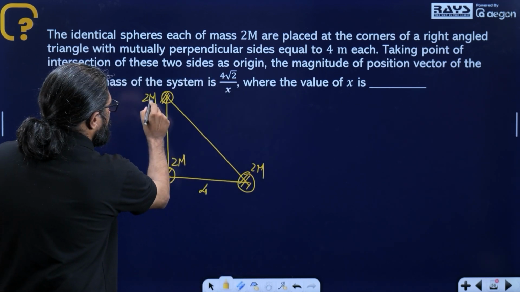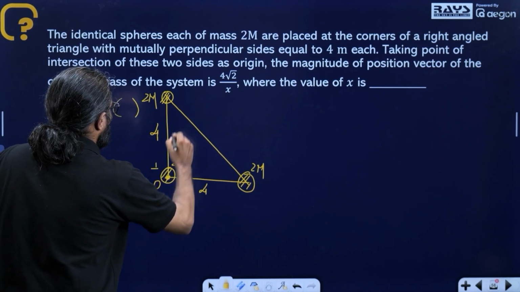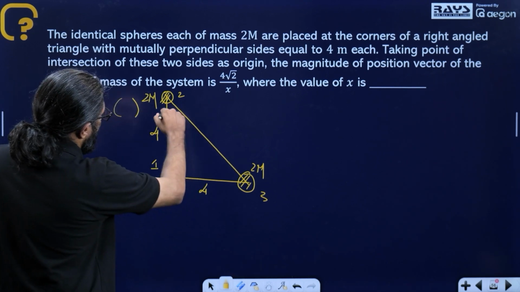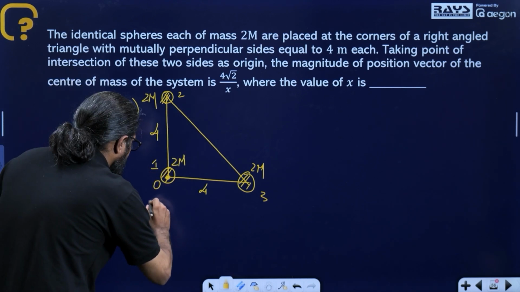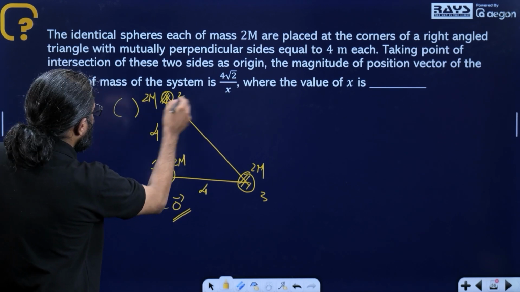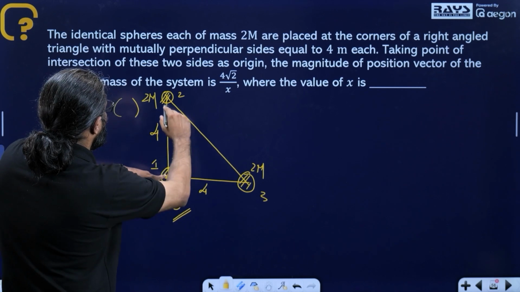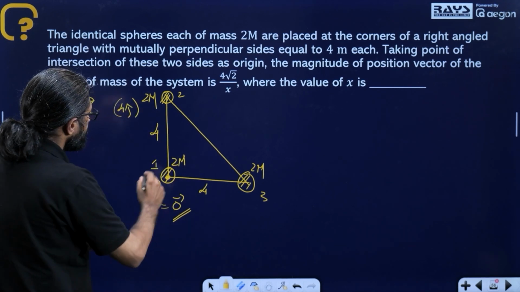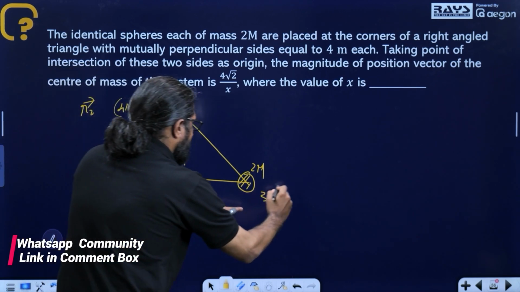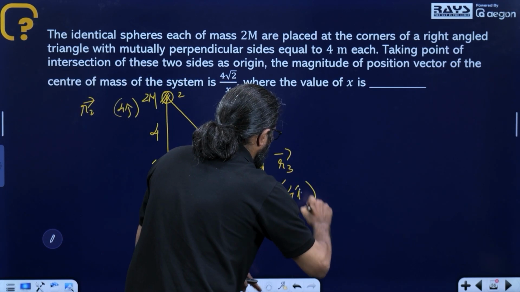Now, the position vector is r. I can call this 1, this will be 2, this will be 3. r1 is 0, r1 vector is simply the 0 vector. Now r2 vector will be 4j cap, 4 units upwards. And r3 vector will be equal to 4i cap.